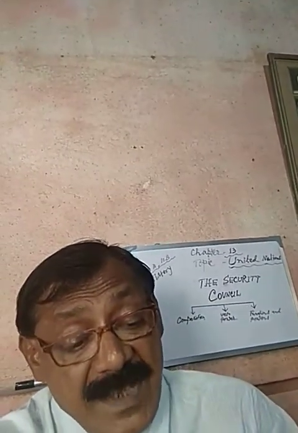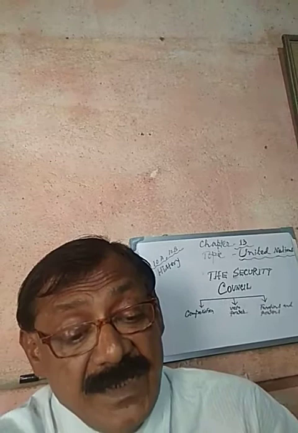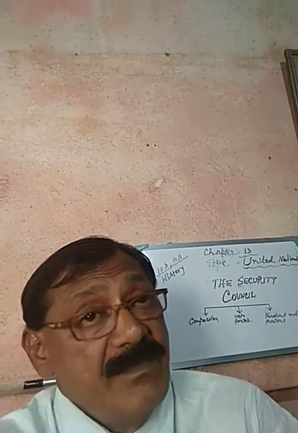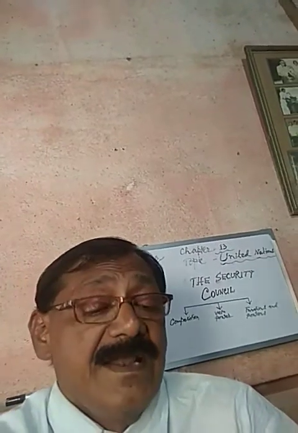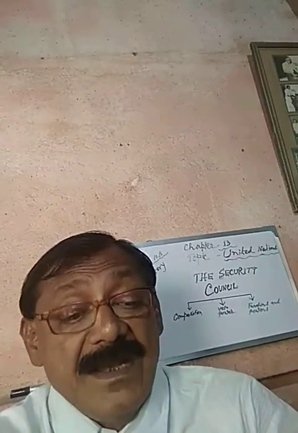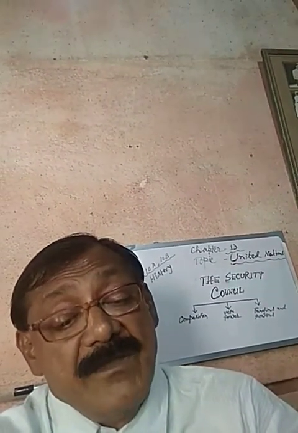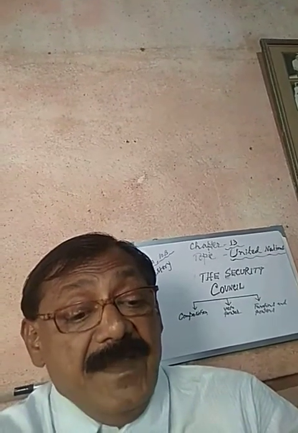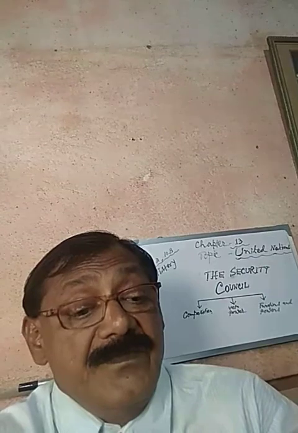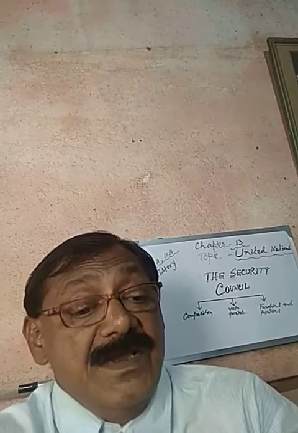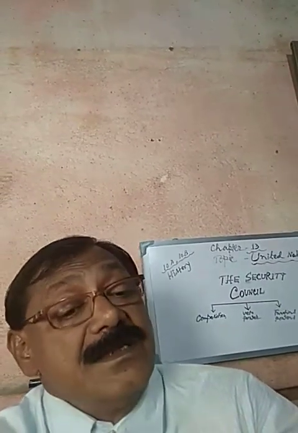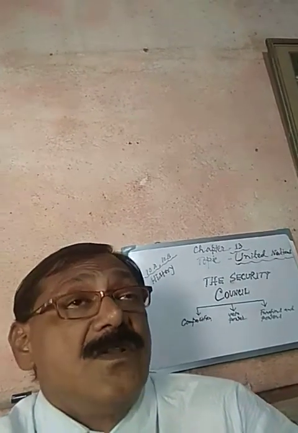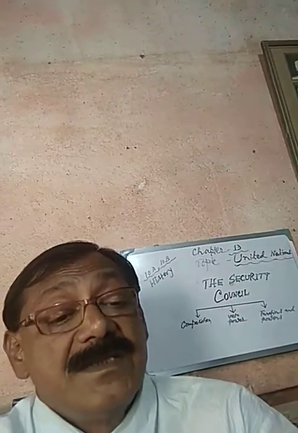And the 10 non-permanent members are elected from different groups. As I mentioned, Afro-Asian countries, 5 non-permanent members are elected. Latin American countries, 2 non-permanent members are elected. And then West European and other countries, 2 non-permanent members are elected, and East European countries only 1 non-permanent member is elected.